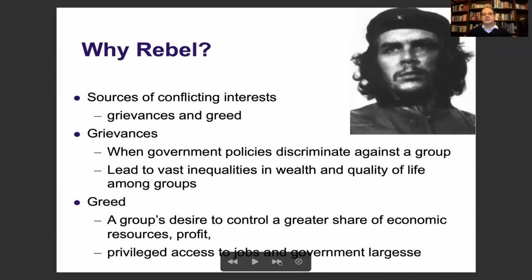It would like to have privileged access to jobs in the government, for example, or others. So this kind of greed situation is very different, and the rebel mechanism becomes a source of power and a source of funding for a specific group. This has been true in countries like Colombia, where the civil war facilitated not just political ideas, but also the possibility to grow drugs and make lots of money from them.